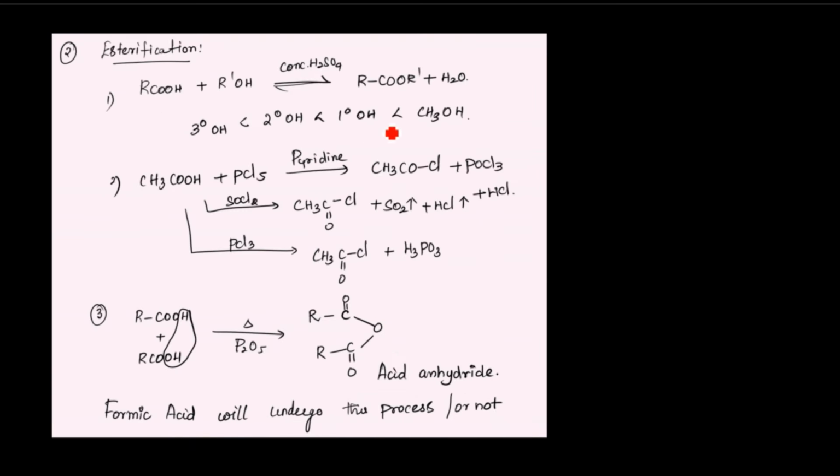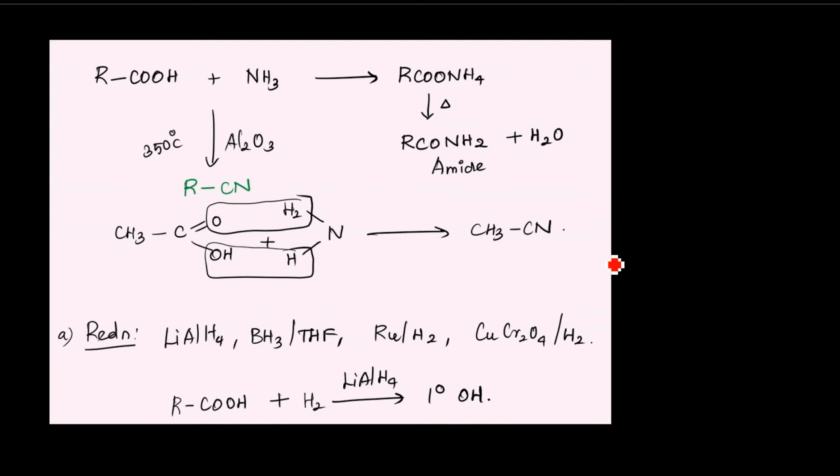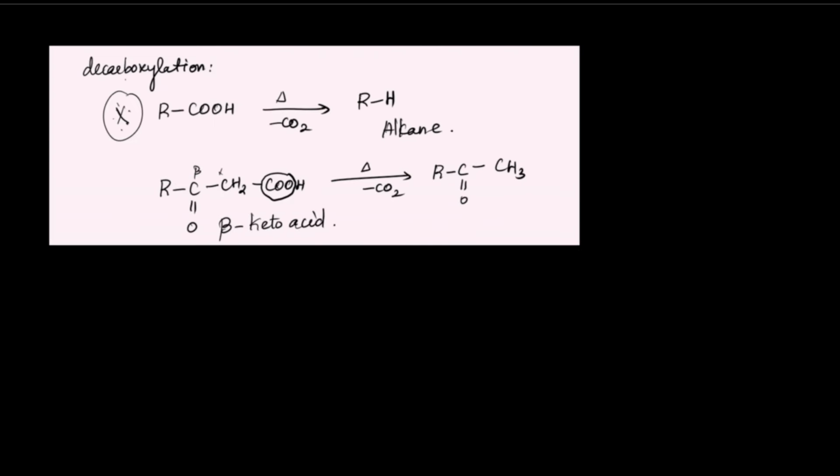Then esterification, we very well know, which will favor the primary, then comes secondary, then comes tertiary. Then the interesting question here: you can expect whether formic acid will undergo the process of dehydration or not. It will not undergo, because it will not form the anhydride, it will directly form CO2 and H2O. So the answer is no. Then RCOOH with ammonia, it is forming amides at the end. With AlCl3, Al2O3, it is forming RCN. So I have listed some reducing agents and oxidizing agents as well.